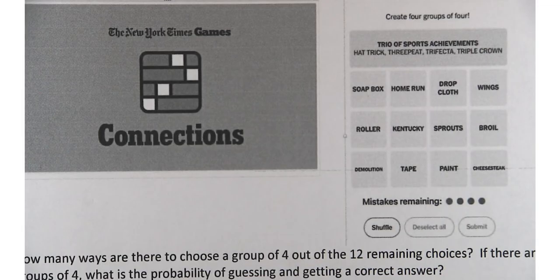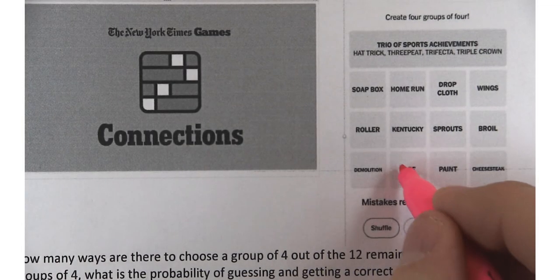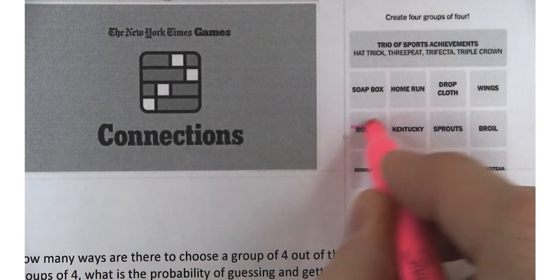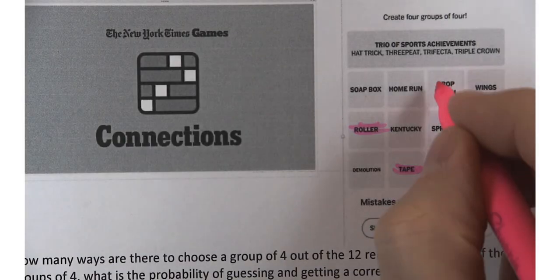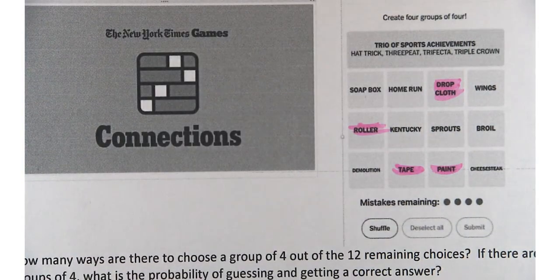Does it matter if I choose, for instance, tape, roller, what else? Paint, and drop cloth. Those are all things you would need to paint. Does it matter what order I choose them, or is it just good enough that I chose the right 4? That I chose the right 4. So is that a permutation or a combination? Combination. Good. So how many combinations are there?